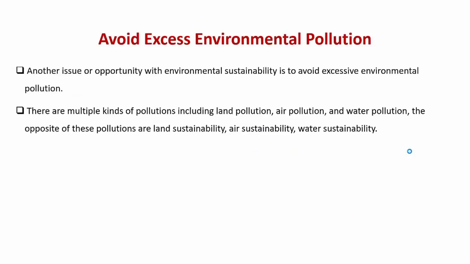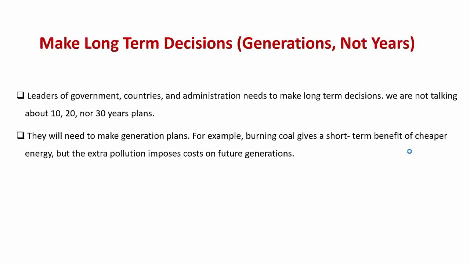Another issue that should be considered is to avoid excess environmental pollution. There are multiple kinds of pollution that include land pollution, air pollution, and water pollution, and the opposite of these pollutions are land sustainability, air sustainability, and water sustainability as well.